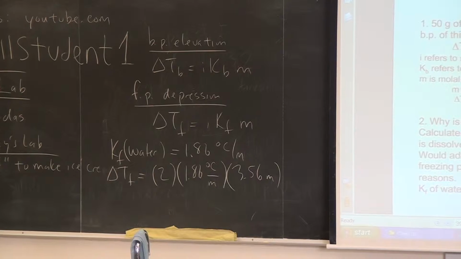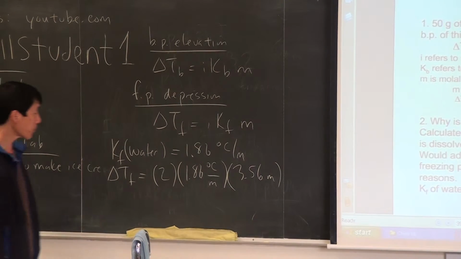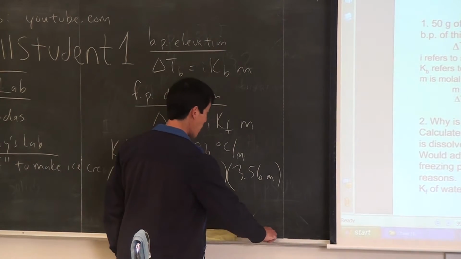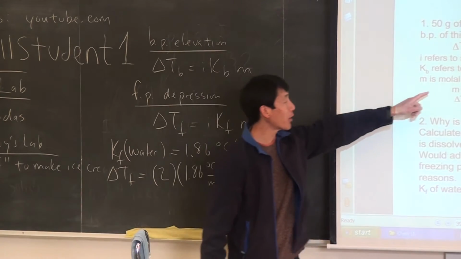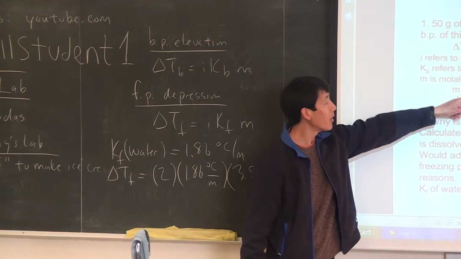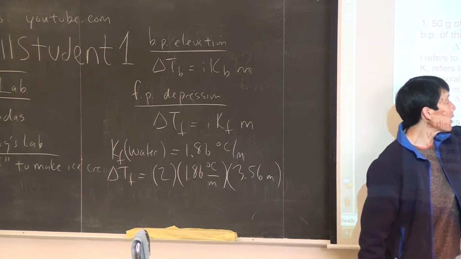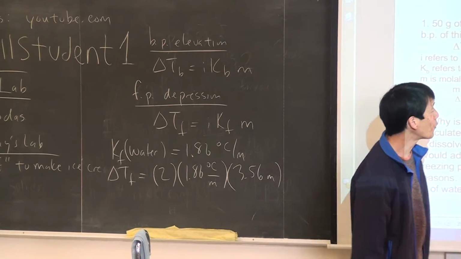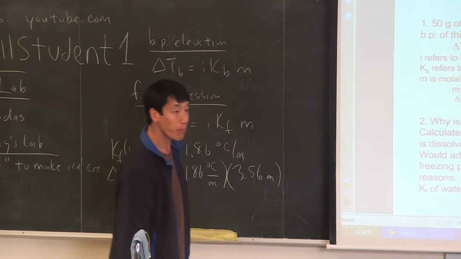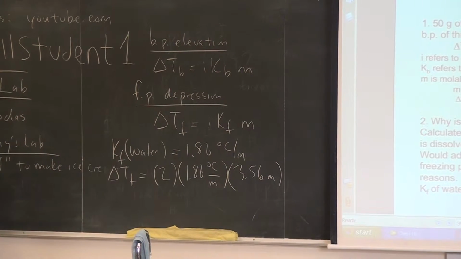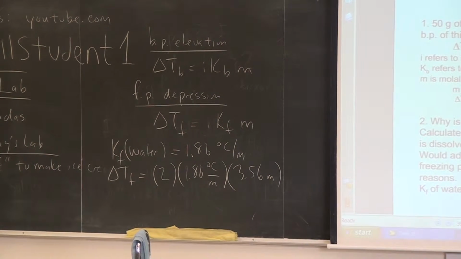Where did the 3.56 come from again? Yeah, this is actually from the previous calculation. We have 50 grams of salt divided by the molar mass gives us the moles of salt, divided by the kilograms of the water, 0.24, that gives us 3.56. So what was this again? 13.2? 13.2.